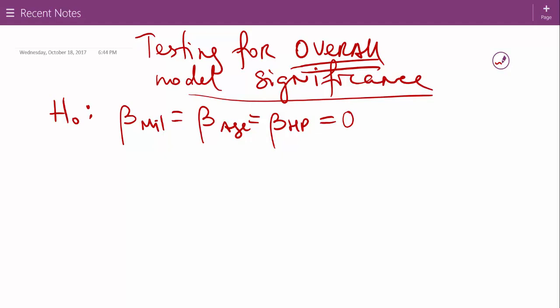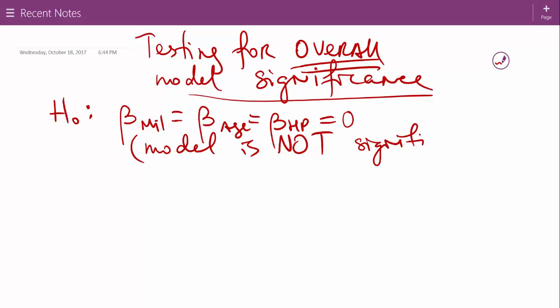So if I find in favor of null, that essentially means that the model is not capital N-O-T significant, right? That's what it means. Alternative would say something like this. It may be that the mileage is important and the rest of them are not. Or it could be that mileage and horsepower is important but age is not, right? So it can be any combination.